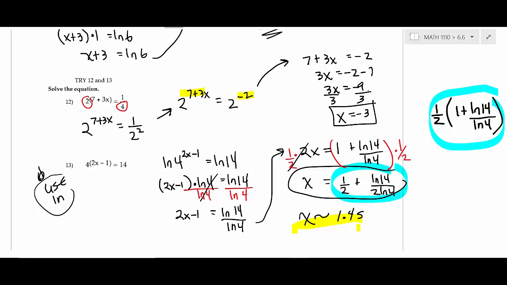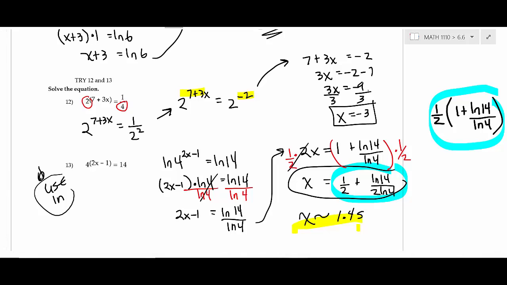Okay, all right, now on this one, a couple of the key things: you want to see how far you got with your exact answer. So do the ln of both sides, bring that down in front. So you've got that. Now you want to divide by ln of 4. So you'd have 2x minus 1 equals ln 14 over ln 4, okay?